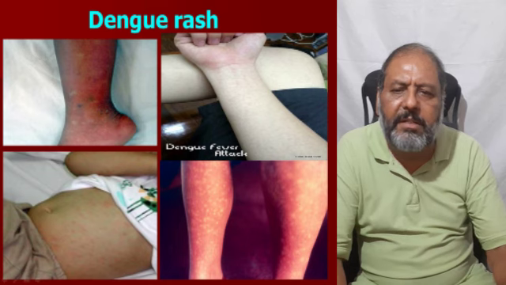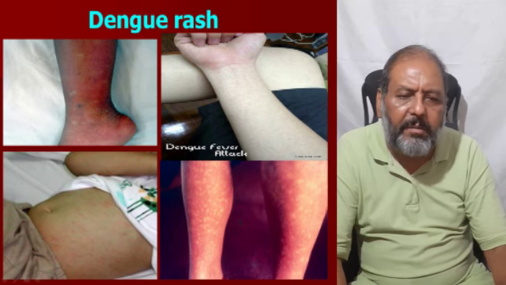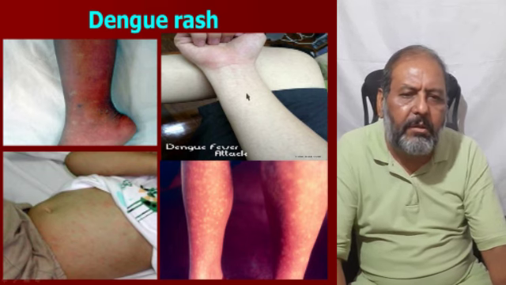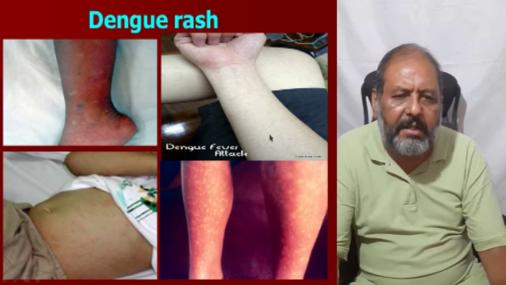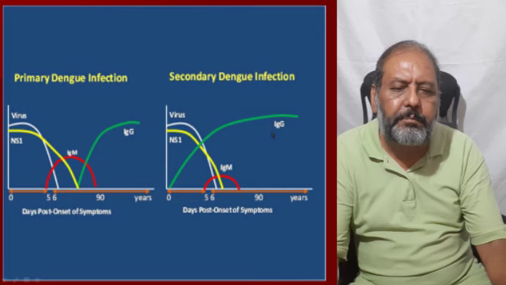Again, one can see the rash on the leg, on the abdomen, on both legs, and on the arm, and one can appreciate the rash on the arm just to have the diagnosis of dengue.